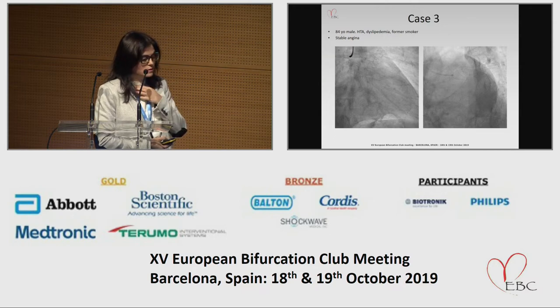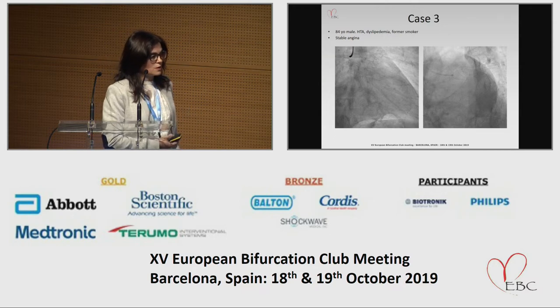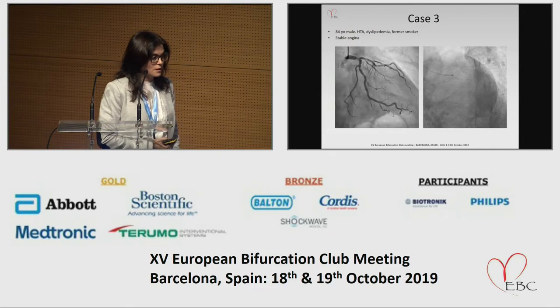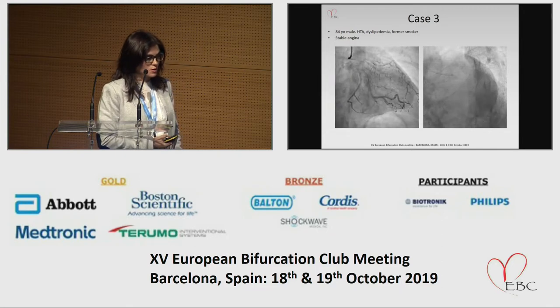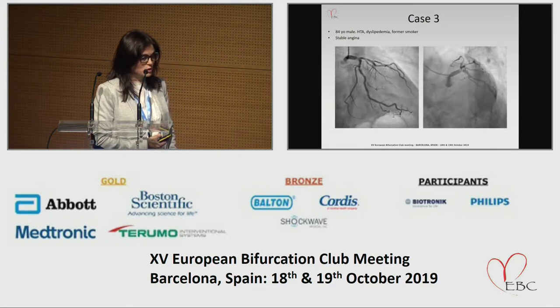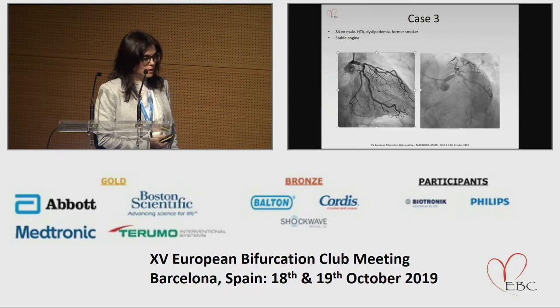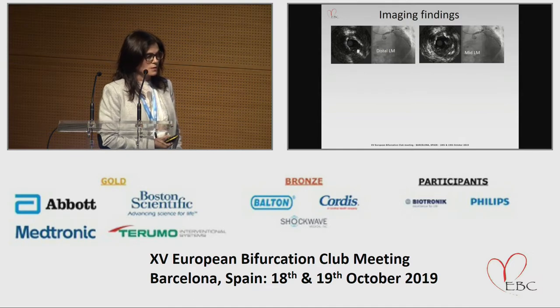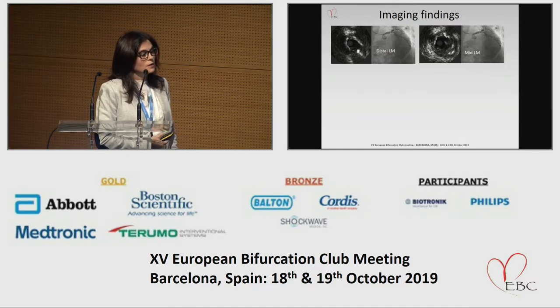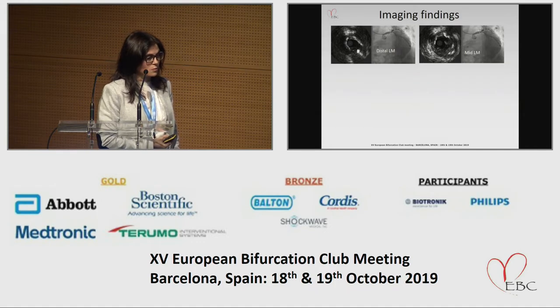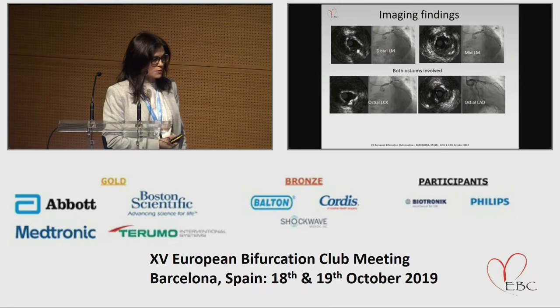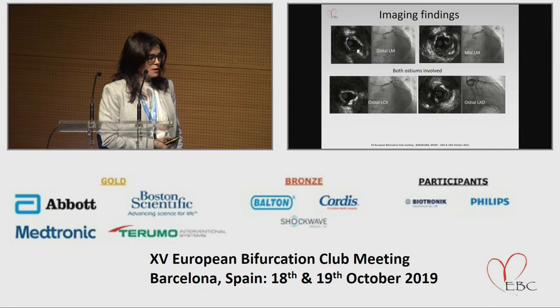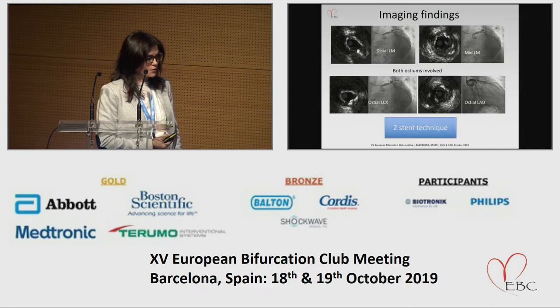And just to finish, this final case, again, an old man coming with angina and this distal left main stenosis that you can see here in these two images. It looks by angiography like both vessels are involved. Probably we all go already to a two-stent technique, but we can assess this, of course, with imaging. Again, we can see that the distal left main is involved and also the mid-left main, but there's some calcium, but not really circumferential calcification. The ostiums, again, both involved, both the ostial circ and LAD, two-stent technique needed.